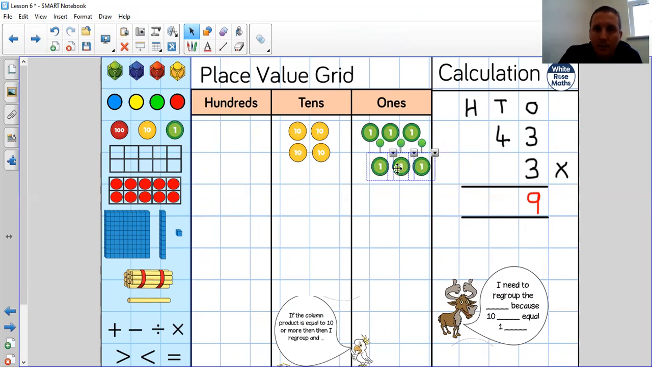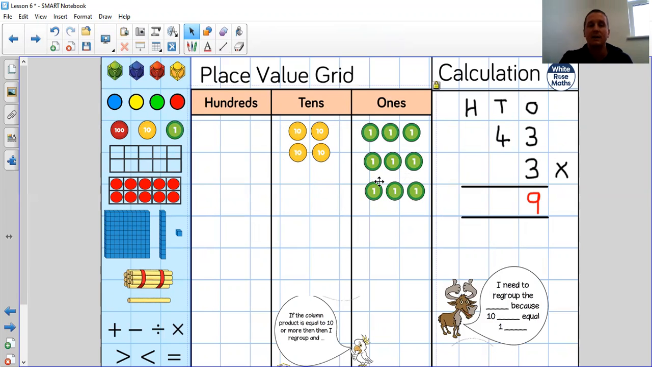So 1 lot of 3, 2 groups of 3, 3 groups of 3. I don't need to regroup because I've only made 9. There are only 9 ones here, so I don't need to. I haven't made a 10, so that can just go in the column there, 9.